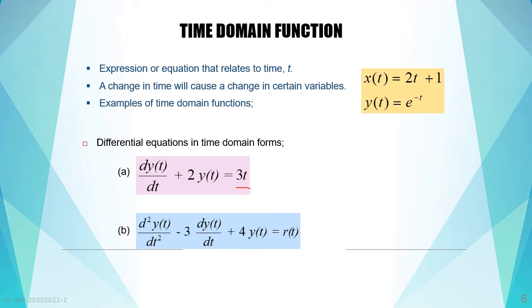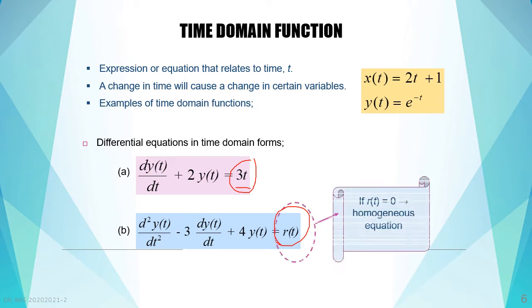Okay, if the output equals something, for example r(t) equals 3t, this equation is called an inhomogeneous equation. But if r(t) equals 0, meaning that you have an equation that is equivalent to 0, then the equation is called a homogeneous equation.